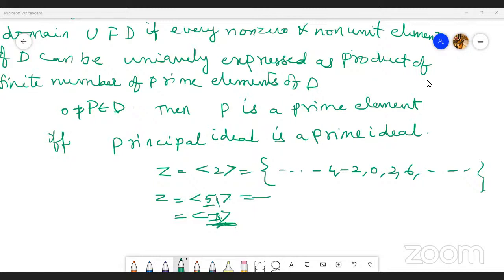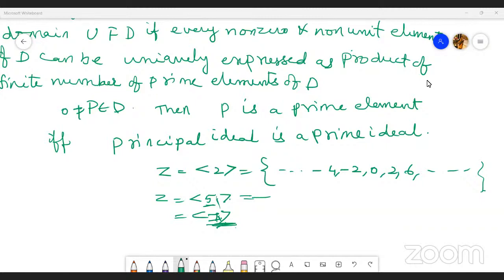Let D be an integral domain. Then D is a unique factorization domain if and only if every non-zero prime ideal contains a prime element. Read the statement, read between the lines, what he is saying and what we have to prove. He is saying that D is an integral domain. When this integral domain will become a unique factorization domain, I told you just now. What is a unique factorization domain?